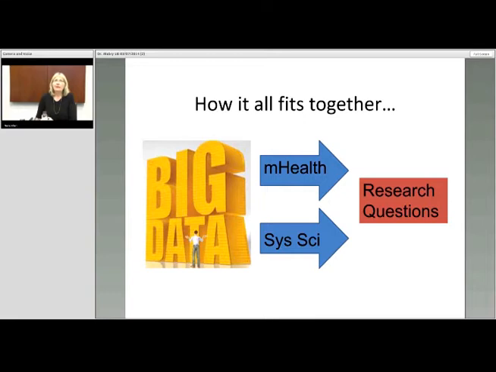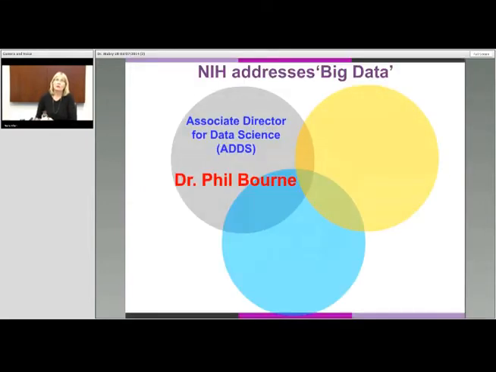So I think big data, we'll talk about mHealth in a minute, but big data is this complex, large data phenomenon. mHealth is very useful for capturing that data. mHealth is for mobile health. I'll talk about that in a second. System science, as you know, are the methods for dealing with that. And I think combined between mHealth, big data, and system science, we can address new and different research questions that we haven't been able to before.